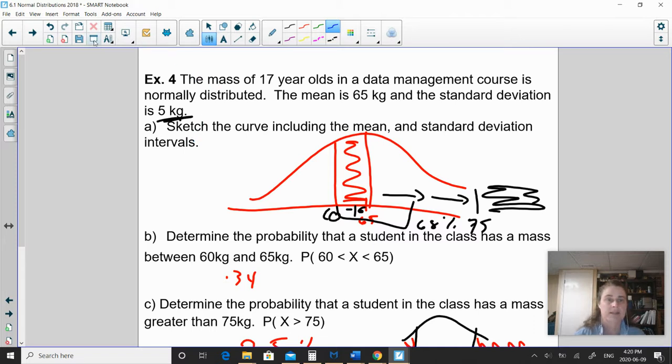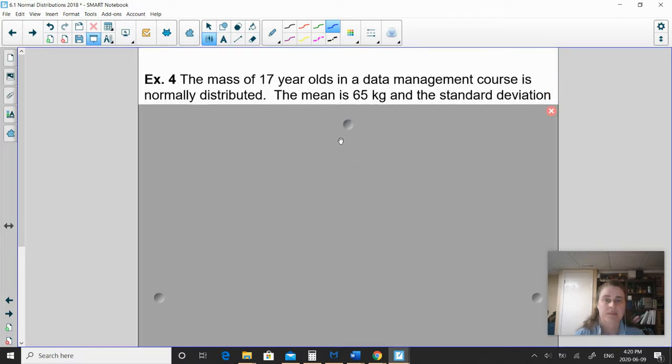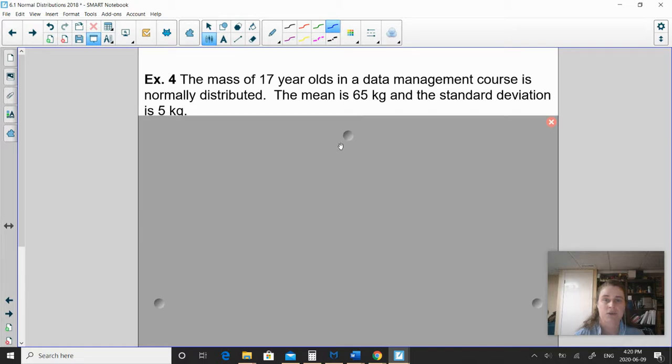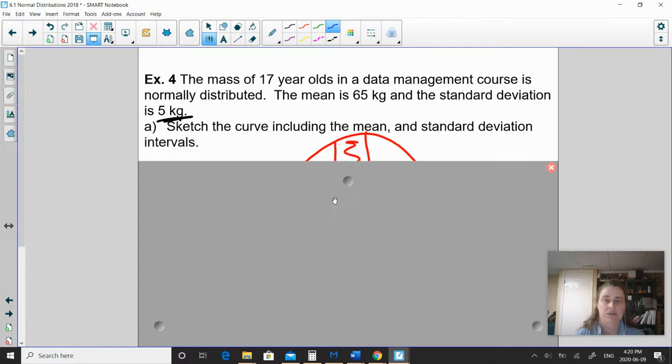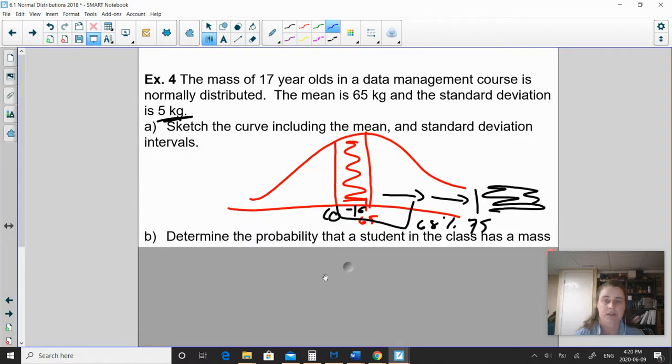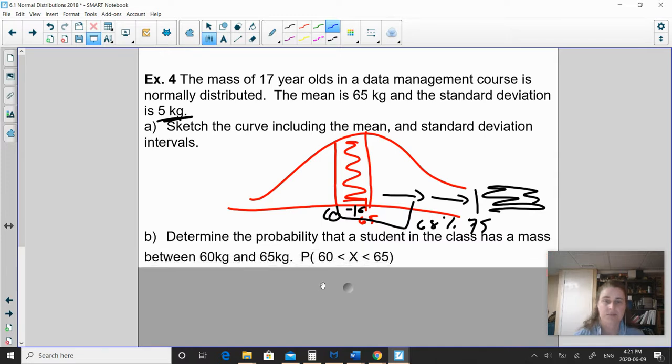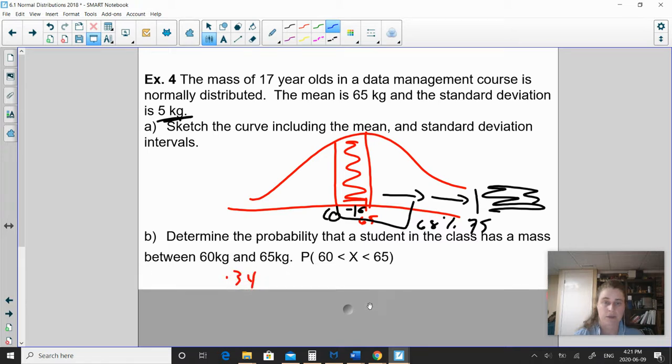Well, let's try example number 4. The mass of 17-year-olds in a data management course is normally distributed. The mean is 65 with a standard deviation of 5. Sketch the curve, including the mean and standard deviation intervals. Now you can sketch your curve. Determine the probability that a student in class has a mass between 60 and 65. So if you switch it to your notation, we want the probability that x is between 60 and 65. There you go, x is in the middle.